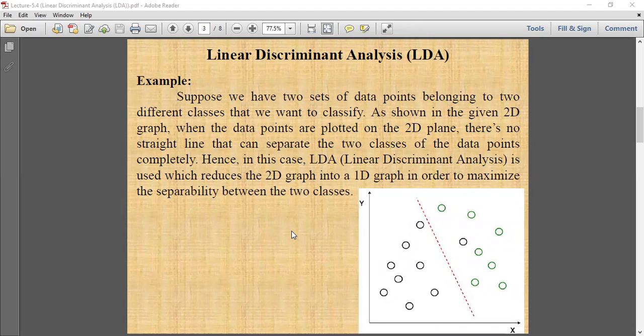For example, suppose we have two sets of data points belonging to two different classes that we want to classify. As shown in the given 2D graph, when the data points are plotted on the 2D plane, there is no straight line that can separate the two classes of the data points completely. Hence, in this case, LDA, linear discriminant analysis, is used, which reduces the 2D graph into a 1D graph in order to maximize the separability between the two classes.